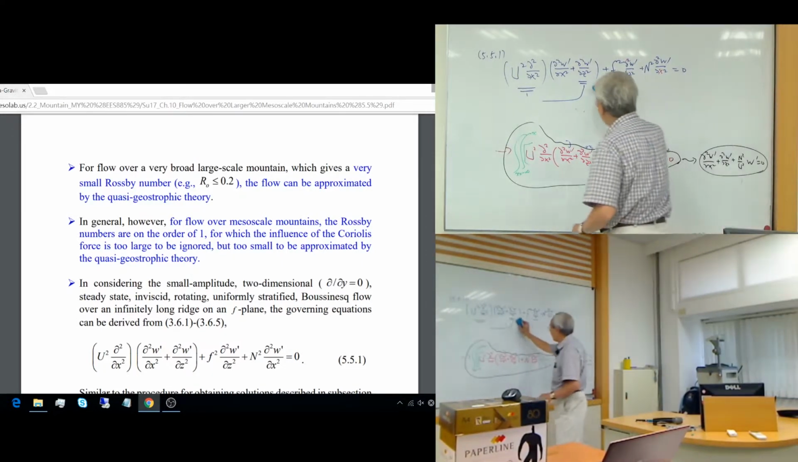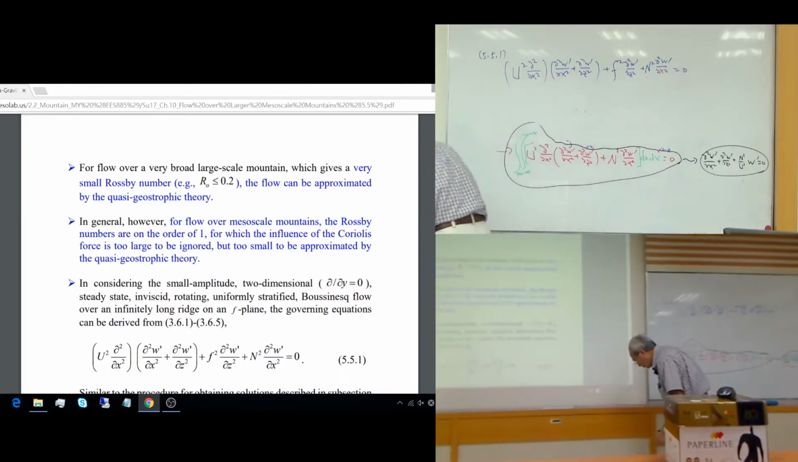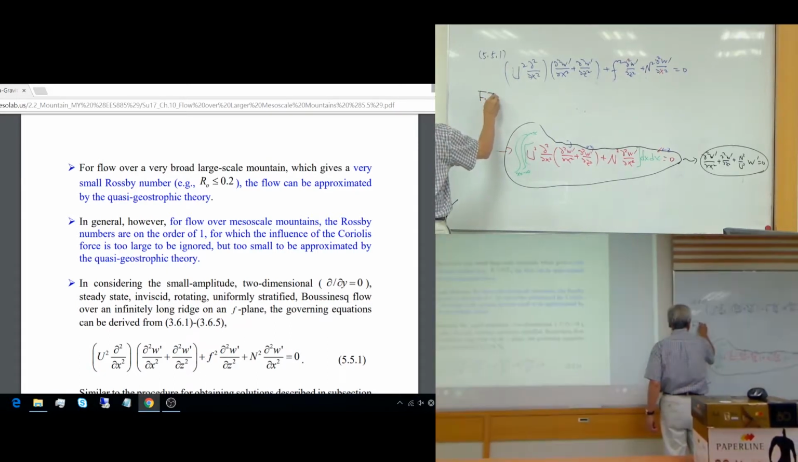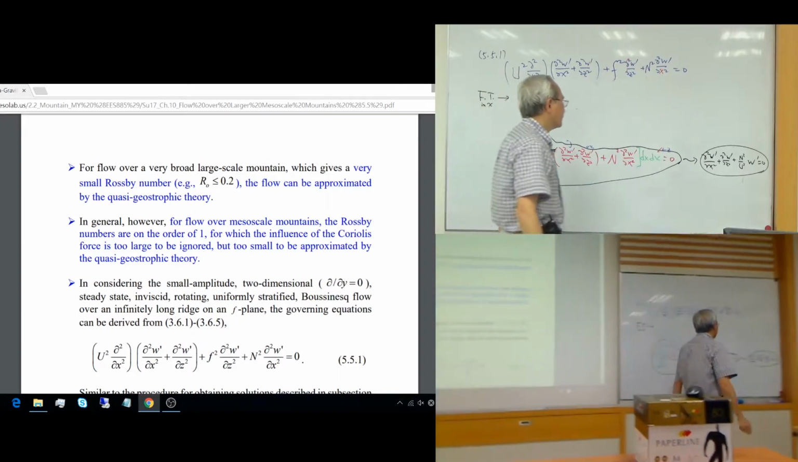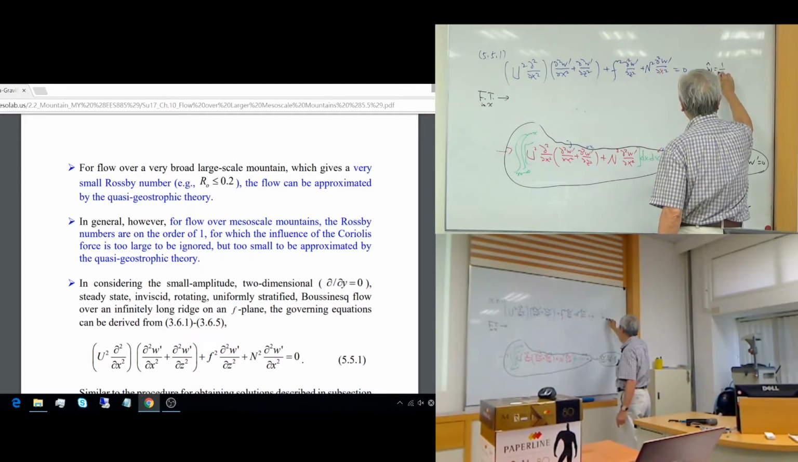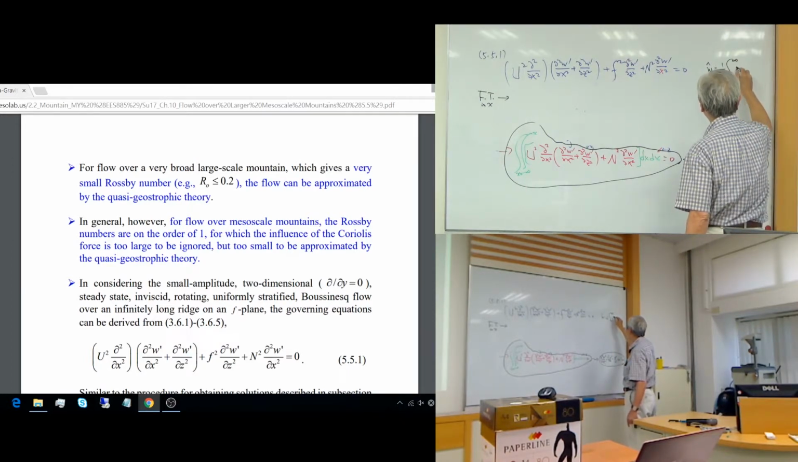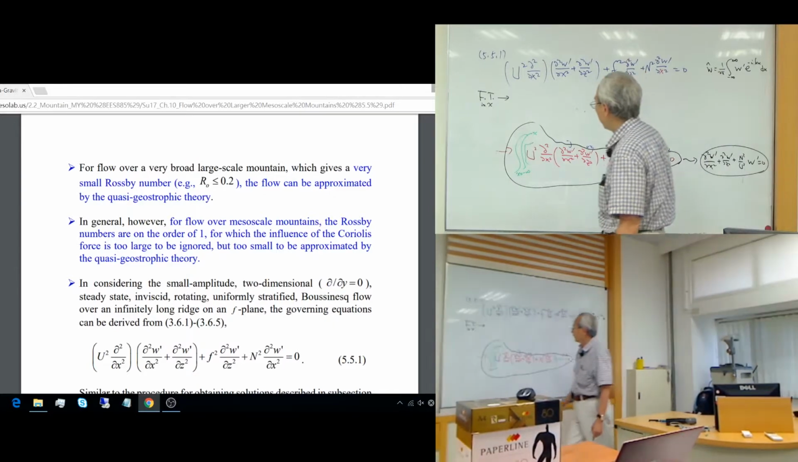Okay, so if we take the Fourier transform with respect to x, that means our w hat will be equal to 1 over 2 pi, integral from negative infinity to positive infinity of w prime, e to the negative i k x, dx. Okay, then this will become what?